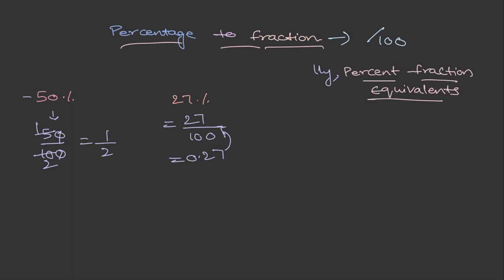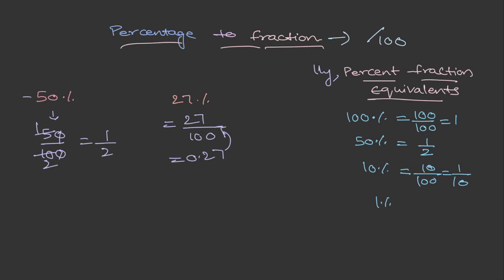There are a few more percent fraction equivalents which will save our time. 100% is equal to 100 by 100, which gives us 1. 50%, which is 1 by 2. 10%, which is 10 by 100, 1 by 10. So 1% will be 1 by 100. These 4 make our problems much easier. Now let's see how these percent fraction equivalents make our work easy.